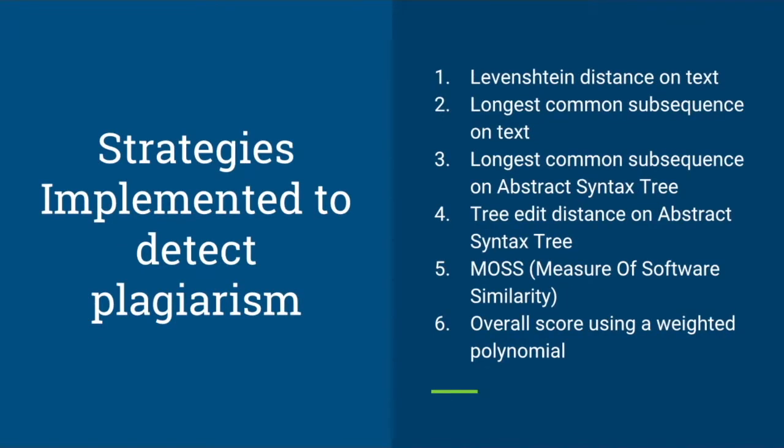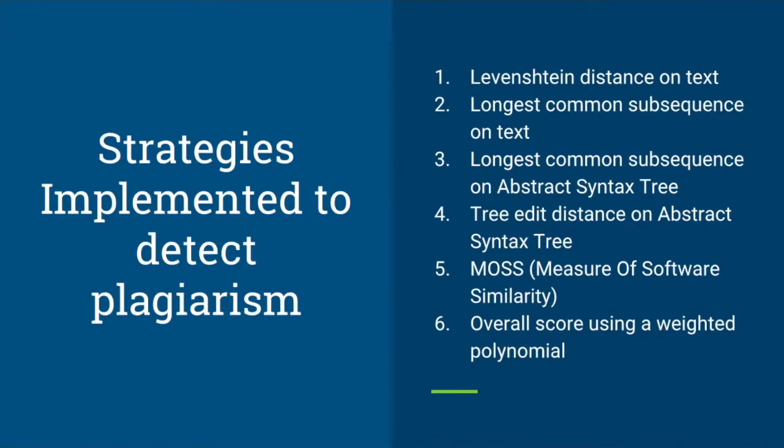Next we'll be talking about the strategies which we have implemented. The first two, basically the Levenshtein distance and the longest common subsequence, we do string comparison in that. The third and fourth, we build an abstract syntax tree and perform longest common subsequence and tree edit distance on them. The fifth one is the MOSS, which is implemented by Stanford, and we hit the Stanford URL for getting the similarity score. And the sixth one is basically the aggregate of all the above.